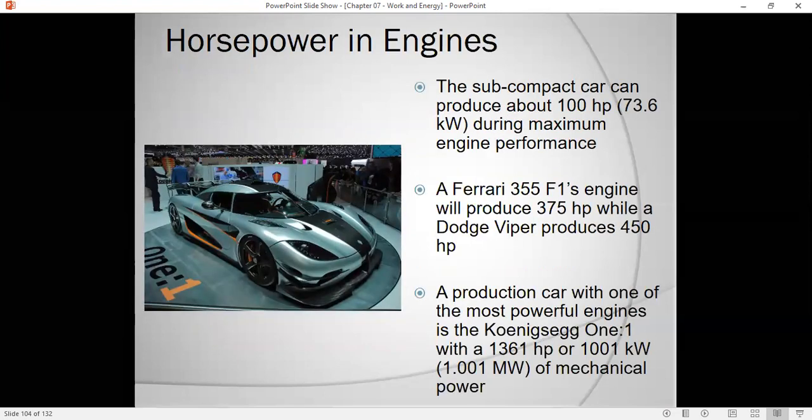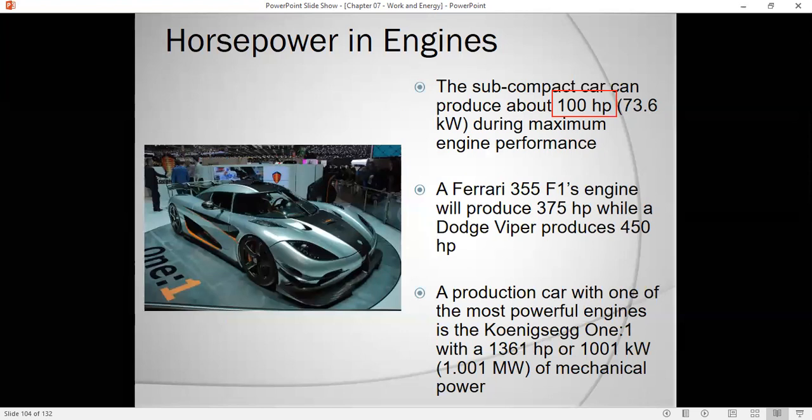Most small cars usually have a maximum power output of about 100 horsepower, okay? Again, roughly, we do the conversion, about 74 kilowatts, okay? That's the maximum mechanical power output during peak performance.